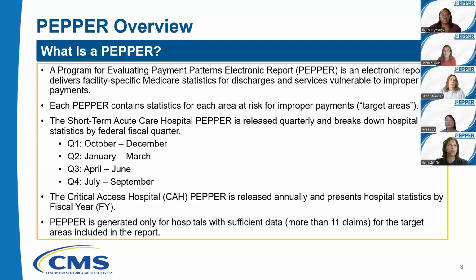The short-term acute care hospital PEPPER, or the short-term PEPPER, is a quarterly report that displays those statistics by federal fiscal quarter. You'll see here on the screen which time periods are covered by each federal fiscal quarter. The Critical Access Hospital, or CAH PEPPER, is an annual report and reflects fiscal years. The PEPPERs are generated for hospitals with at least 11 claims for a given time period, either fiscal year or fiscal quarter, depending on the report, for at least one of the target areas to be included in the report.